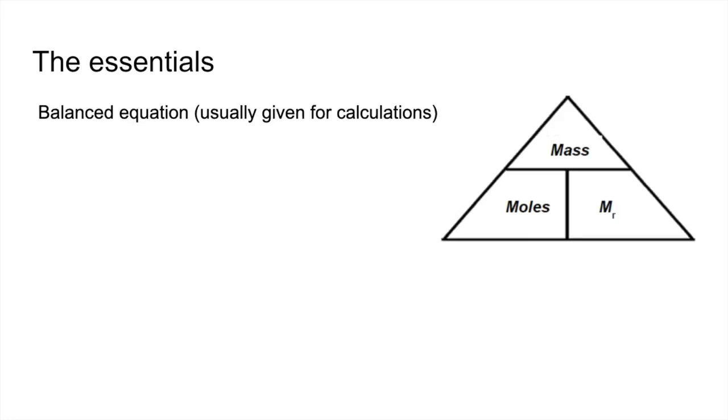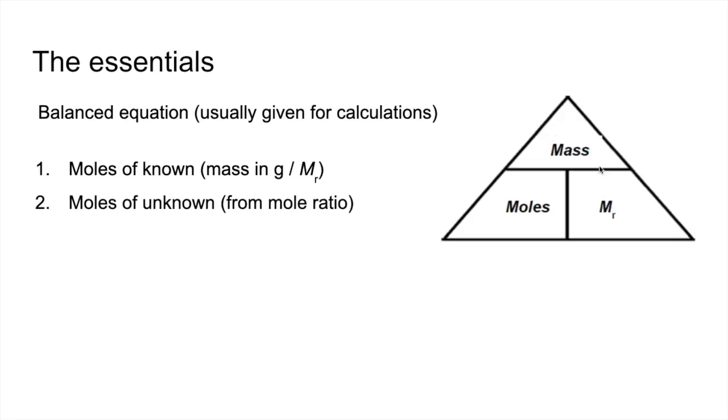So I follow 3 steps. Step 1, moles of known chemical. So that's the chemical that you are given the amount for in the question. So that's mass in grams divided by MR gets you the moles. We're then going to use the mole ratio to calculate the moles of the unknown chemical. So in other words, the chemical that we're interested in finding out something about. So 3 steps, moles of known, moles of unknown, and then just go and answer the question.